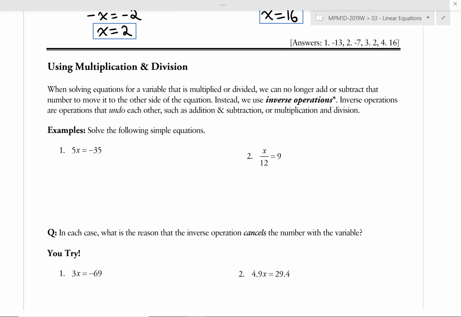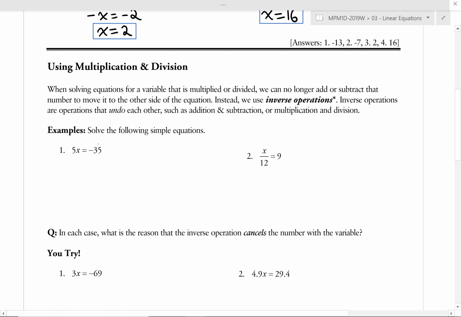So let's just go through this blurb real quick here. So when solving equations for a variable that's multiplied or divided, we can't add or subtract the number to move it to the other side. Instead, we use inverse operations, which are operations that undo each other. And addition and subtraction are, in fact, inverse operations. To cancel addition, you can use subtraction, and vice versa. Multiplication is the inverse operation of division. So how do you think that we could isolate x here using algebra?